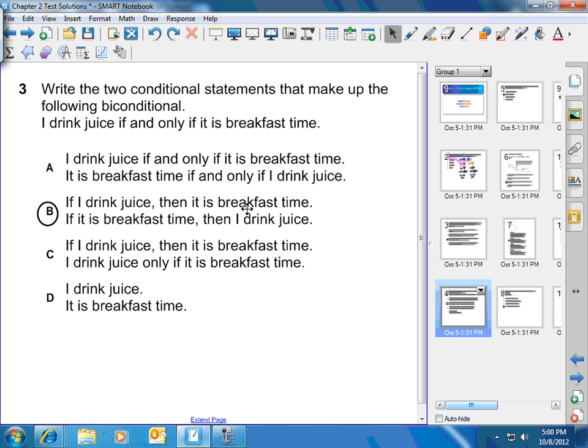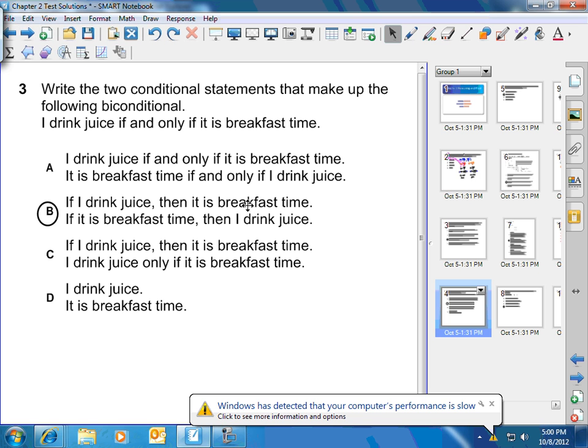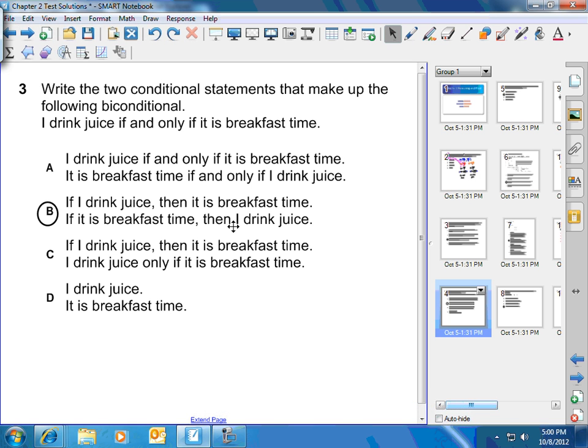Okay, and remember the biconditional, the original and the converse are true. So then the converse of that would be if it's breakfast time, then I drink juice. Okay, so we would just take one statement and write the converse of it. And those would be the 2 separated statements that make up the biconditional.